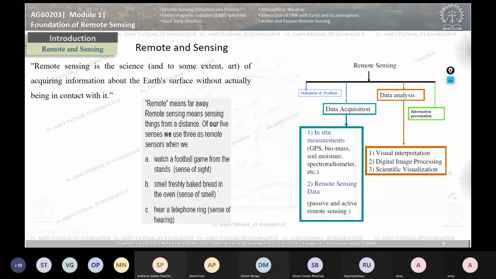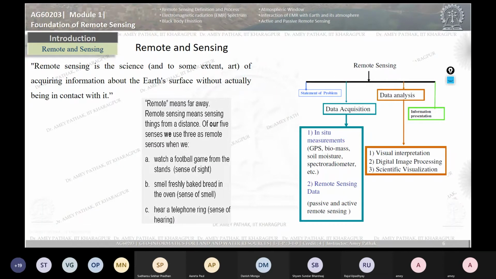Then once the data is acquired, we analyze the data. How do we analyze the data? We have some intuition, and based on that intuition, and some physical basis about the phenomenon being observed, we develop some model using the data that we have. Data analysis consists of visual interpretation, digital image processing, and scientific visualization. Visual interpretation means just looking at the data.